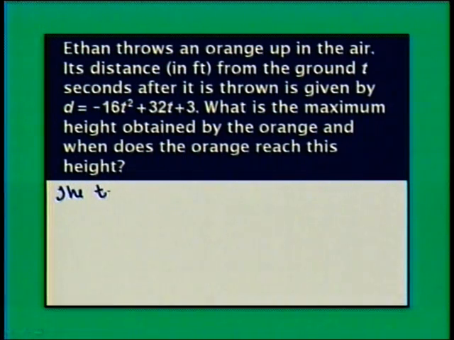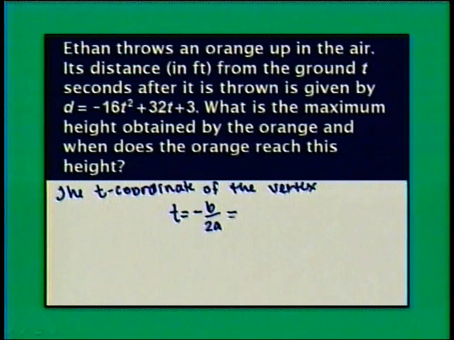So the t-coordinate of the vertex I can find by using the formula. t equals opposite b over 2a. So that's opposite 32 over 2 times negative 16. That is positive 1.